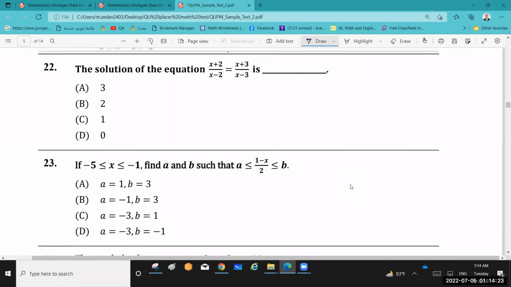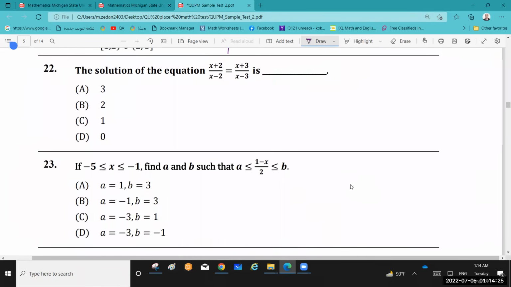Question 22. The solution of this equation. Look at this equation. Before solving a rational equation, you have to write the domain of this equation. The domain here: x minus 2 is not 0, so x is not 2, and this x minus 3 also is not 0, so x is not 3. So the answer can never be 2 or 3, never. Okay, maybe 1 or 0.